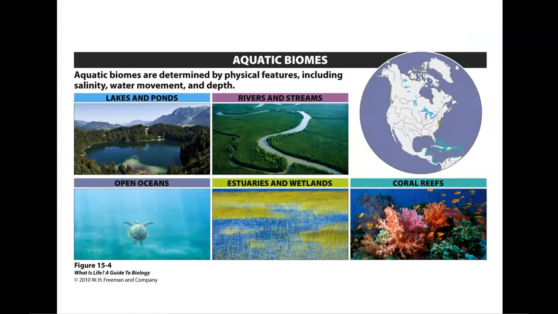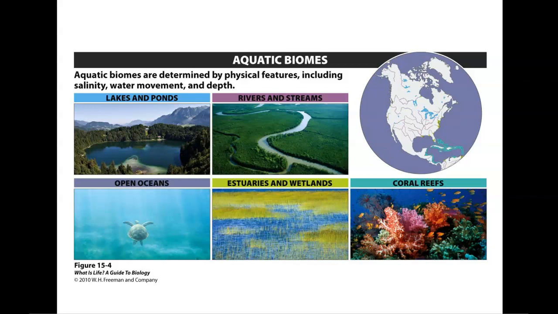So looking here, we see the aquatic biome. With the aquatic biomes, it's going to be determined by a physical feature that includes the salinity of water. That's going to be the salt content that you find there. Water movement, and depth. And so it's going to have 5 distinct types.